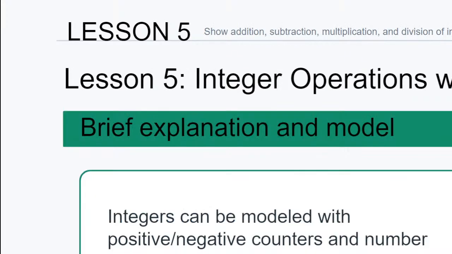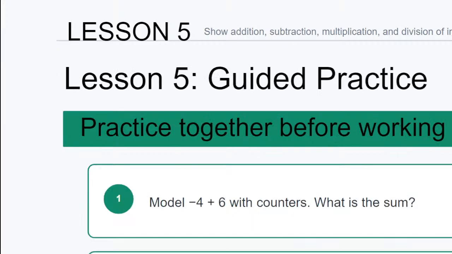Lesson 5, integer operations with visual models. Brief explanation of model. Integers can be modeled with positive and negative counters and number lines. A positive and a negative counter makes a zero pair. For multiplication and division, repeated groups and sign patterns help show why the sign of the answer changes. Remember, zero pairs have a total value of 0. Okay, let's practice.